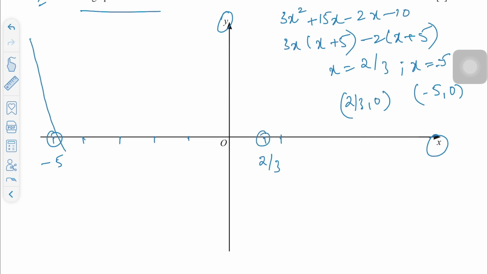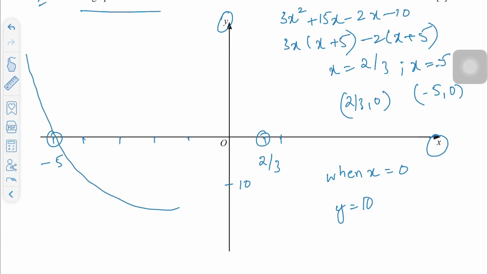So this would be something like this, or I guess I made some mistake over here. So let's calculate the value of y when x equals 0. When x equals 0, y would be modulus of -10, so y would be 10. So our graph would be something like this, right?